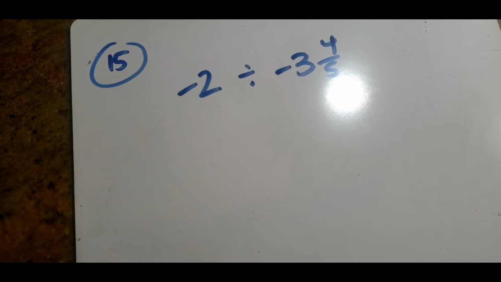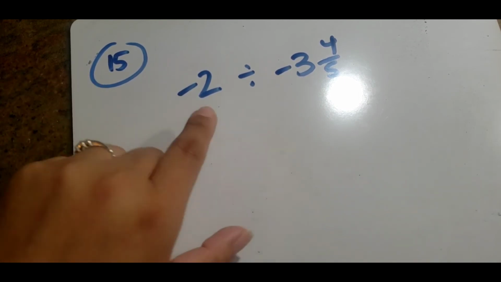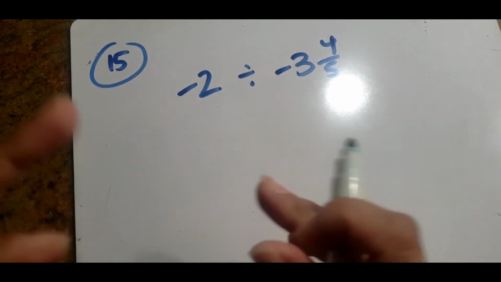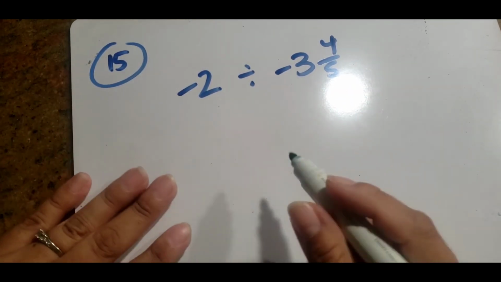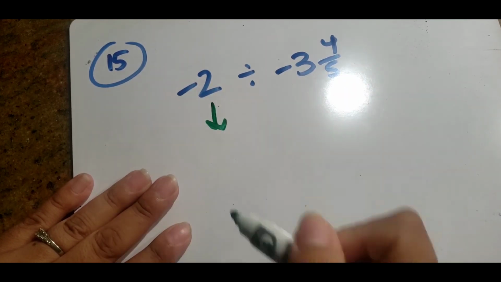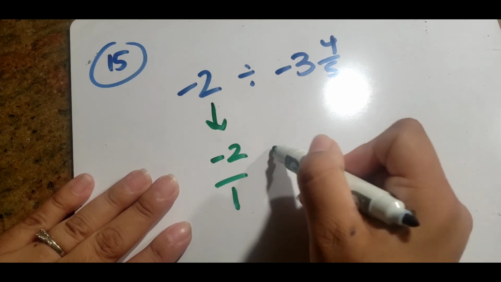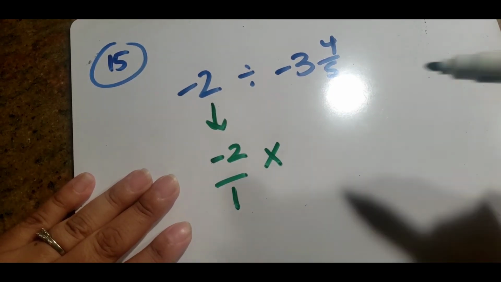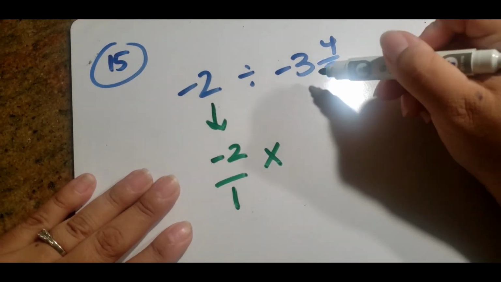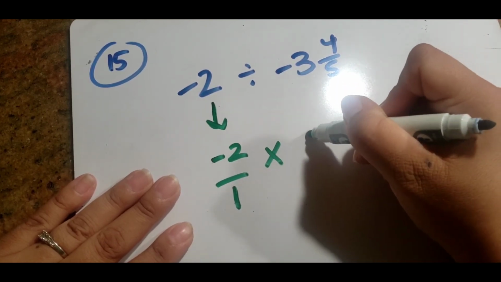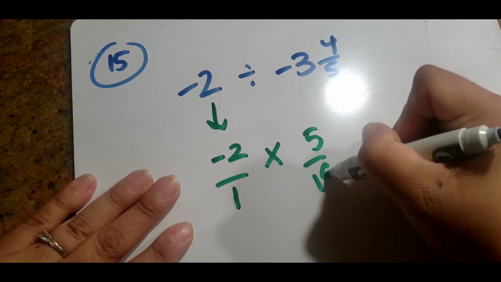All right, guys, the last one we're going to do together is number 15, and it's -2 divided by -3 4/5. So I like this one because it has a couple different steps. First of all, change the -2 into a fraction by putting it over 1. The division to a multiplication, and the mixed number to an improper. So 3 times 5 is 15 plus 4 is 19 over 5, but we're going to flip it. So 5 over 19. Okay?